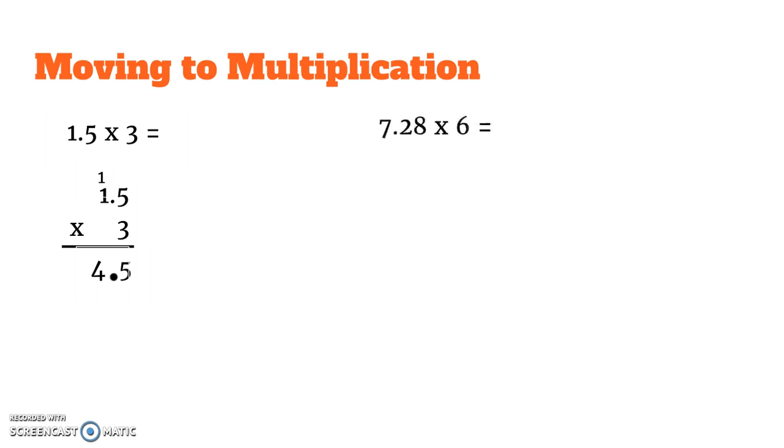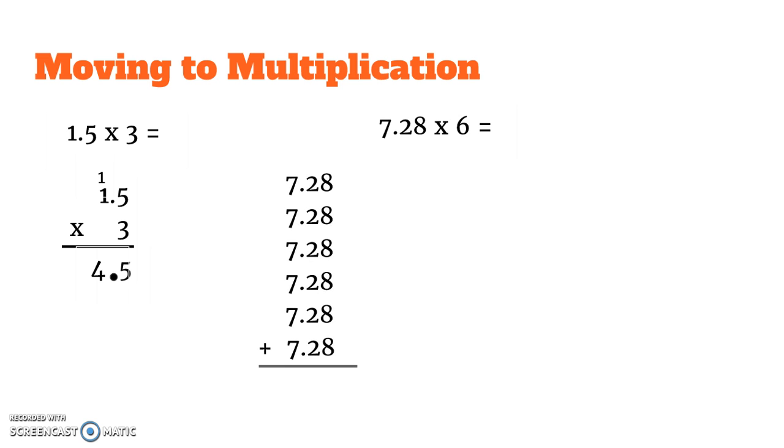Okay, let's take a look at another one. This time we have 7 and 28 hundredths, and we're going to multiply that by 6. Again, according to the repeated addition idea or strategy, we would line up the problem this way. We'd have 6, 7, and 28 hundredths lined up vertically, and we'd have to add all that together.